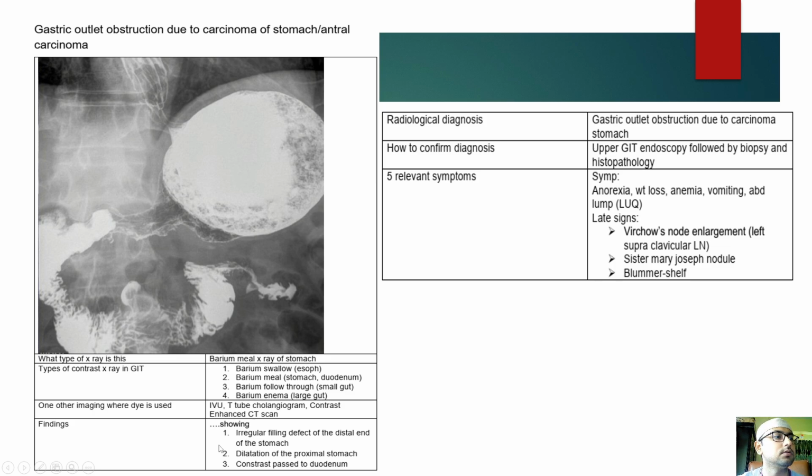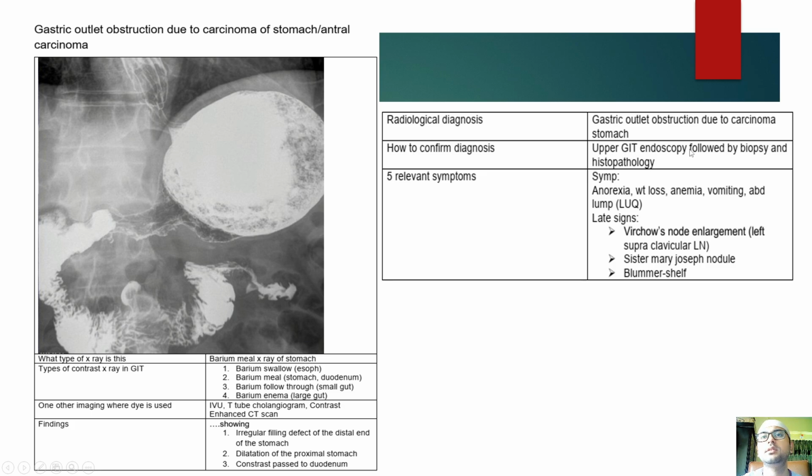So this is an irregular filling defect at the distal end of the stomach. Here you can see the irregular filling defect, and the dilated proximal portion of the stomach, and contrast passed through the duodenum, right? So the radiological diagnosis is gastric outlet obstruction due to carcinoma of the stomach. And how do we confirm the diagnosis? Upper GI endoscopy followed by biopsy and histopathology.